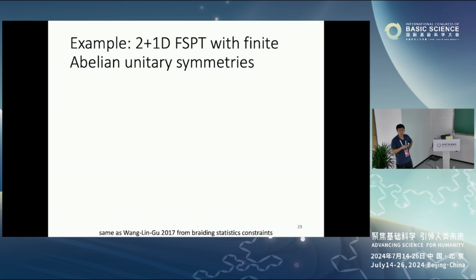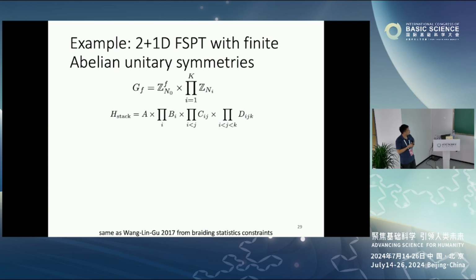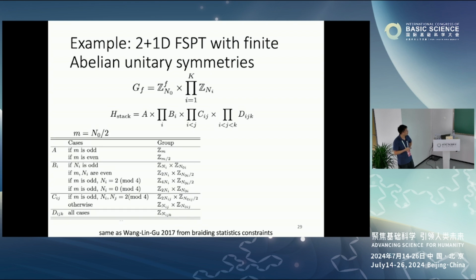So using these formulas, we can construct the examples of Fermionic SPT or 1 + 1D Hooft anomalies. So the first example is that GF is just a finite Abelian unitary symmetry. It's just like the direct product of many Zn. So for this group, we find that the stacking group structure of this Fermionic SPT or Hooft anomaly is also a direct product of several groups. So the first group, A, is protected by this Z2F, the fermion parity part. And this B is related to one of this ZNI symmetry. And this C is protected by two of ZN. And this D is related to three of them. Okay? And the final result is like that.